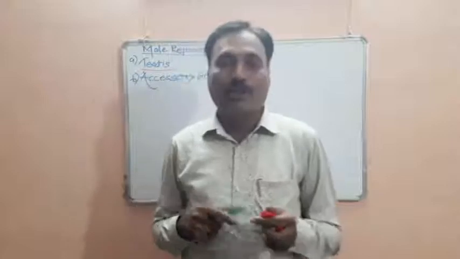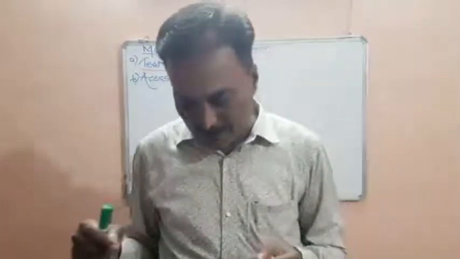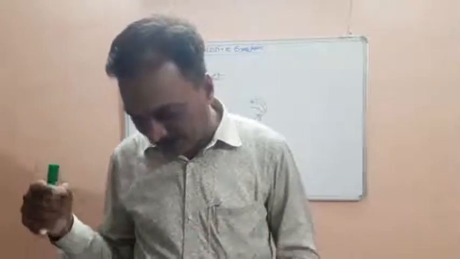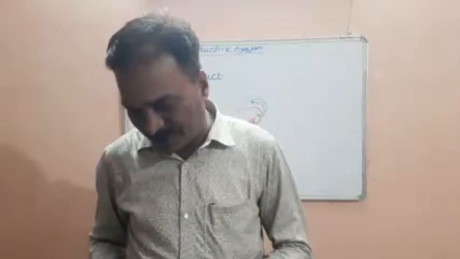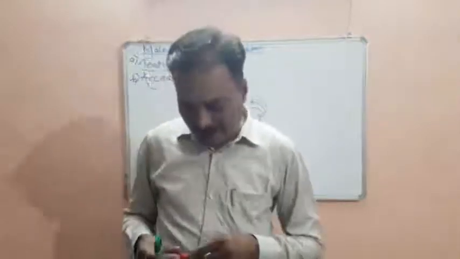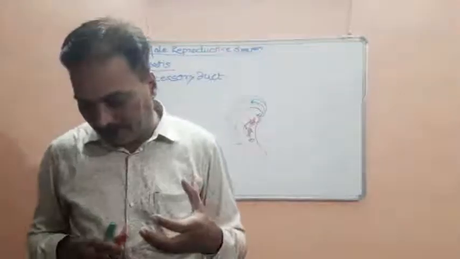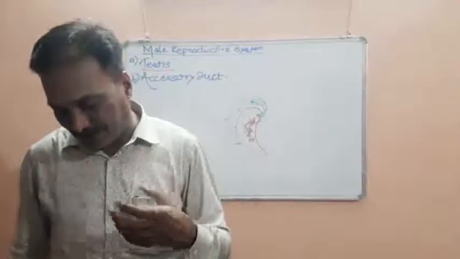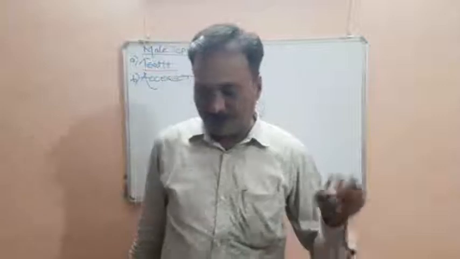There, this vas deferens along with one another duct, which comes from the seminal vesicle, joins the ejaculatory duct, and that ejaculatory duct passes through the prostate gland and opens into the region of the urethra.